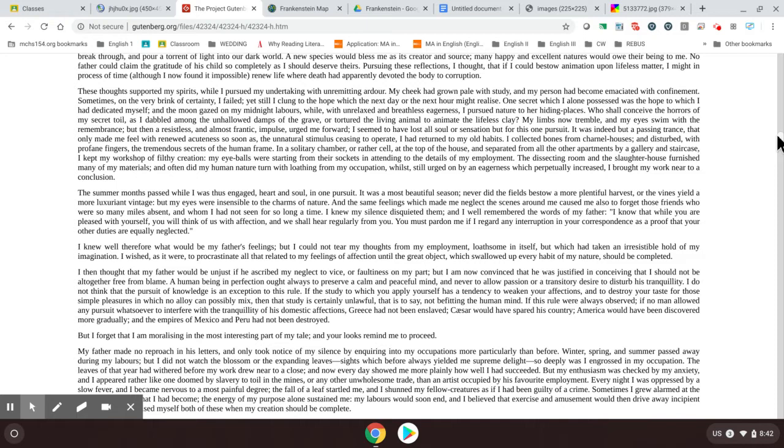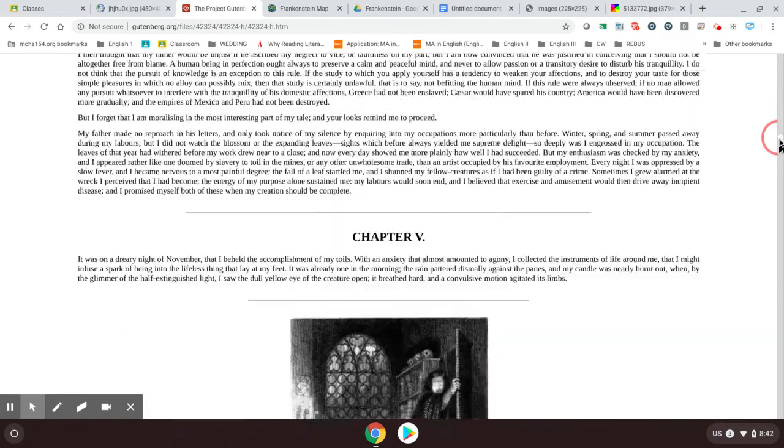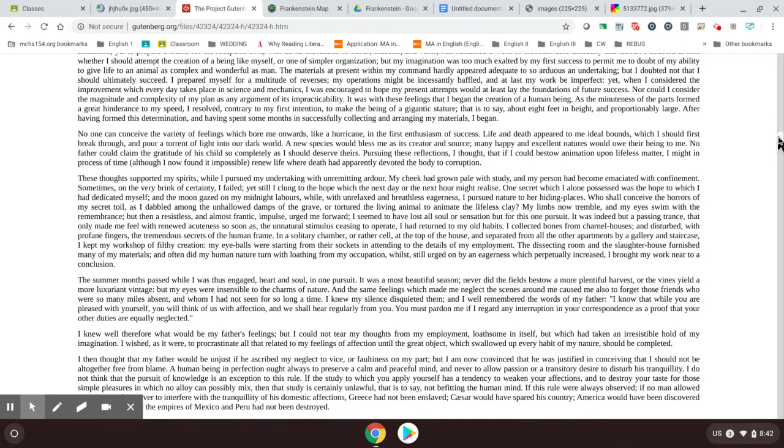So we end the chapter with another break in the frame story, but then him also talking about how he was so obsessed with this discovery that he wanted to make, that we have another repetition of the motif of sickness. He talks about how every night he was oppressed by a slow fever that became nervous almost to a painful degree, but he believed that the fever was what was driving him, and so any sort of exercise or amusement he would have would drive away the incipient disease, or the fever with which he had.